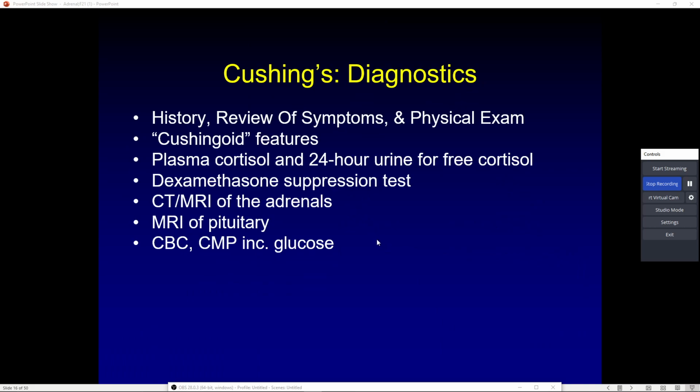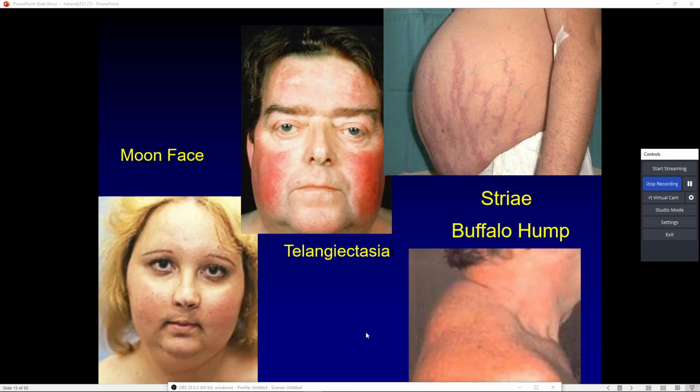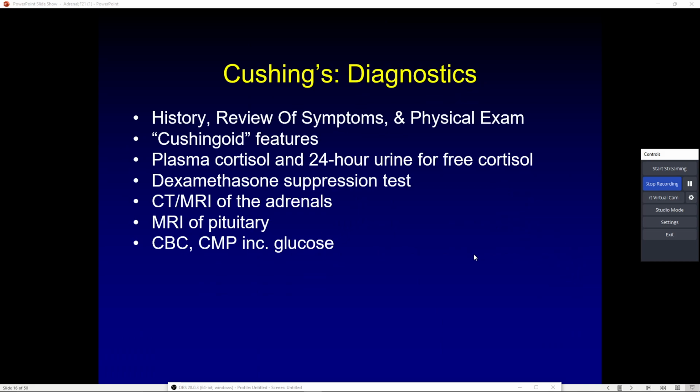Cushing's diagnostics: full physical exam. Cushingoid features, these are Cushingoid features. Plasma cortisol and 24-hour urine for free cortisol, absolutely. We're going to do a dexamethasone suppression test, CT or MRI of the adrenal glands to identify any growths or adenomas. MRI of the pituitary, same thing, growths or adenomas. CBC, CMP, and glucose, because we're also going to look for any neoplastic conditions with that CBC.